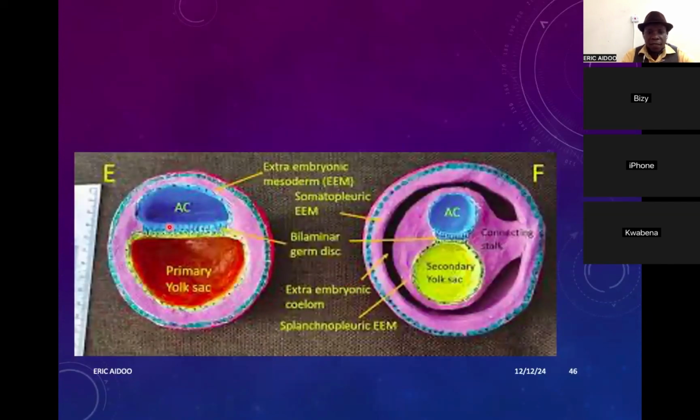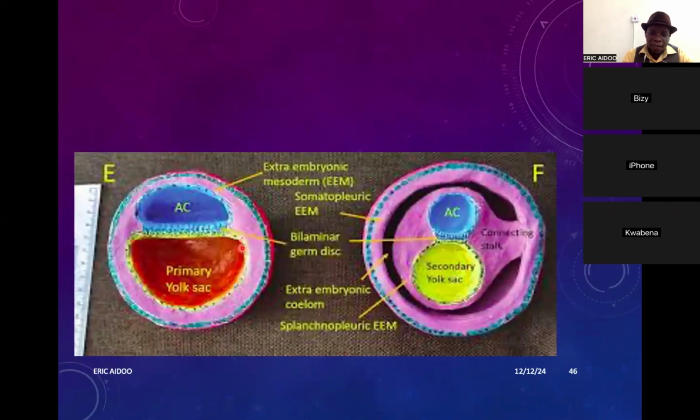So again, second week, you have a bi-laminar disc made up of the epiblast and hypoblast. This is the primary yolk sac. Remember, you had a blastocyst cavity. A membrane develops to line it, and then that blastocyst cavity is converted to a primary yolk sac. Then later in life, the primary yolk sac will be converted into the secondary yolk sac.